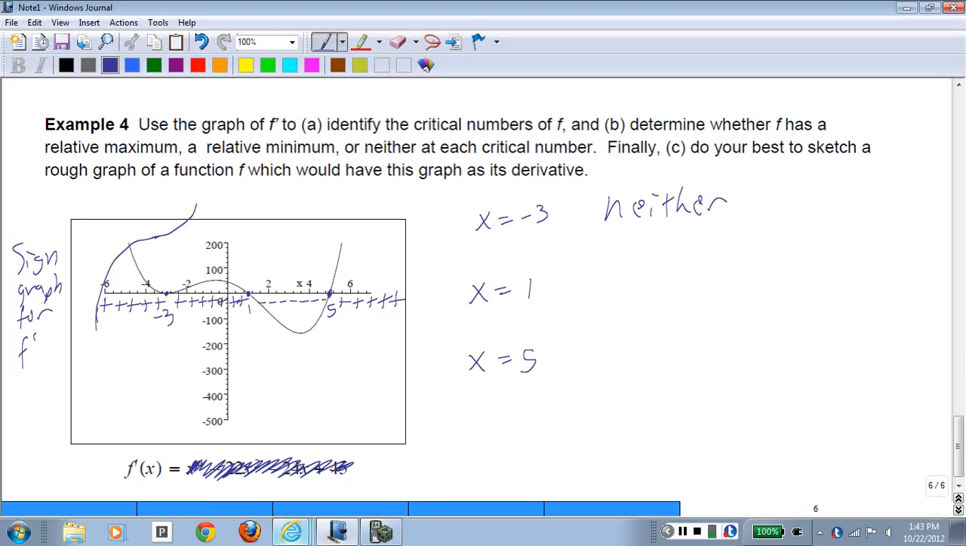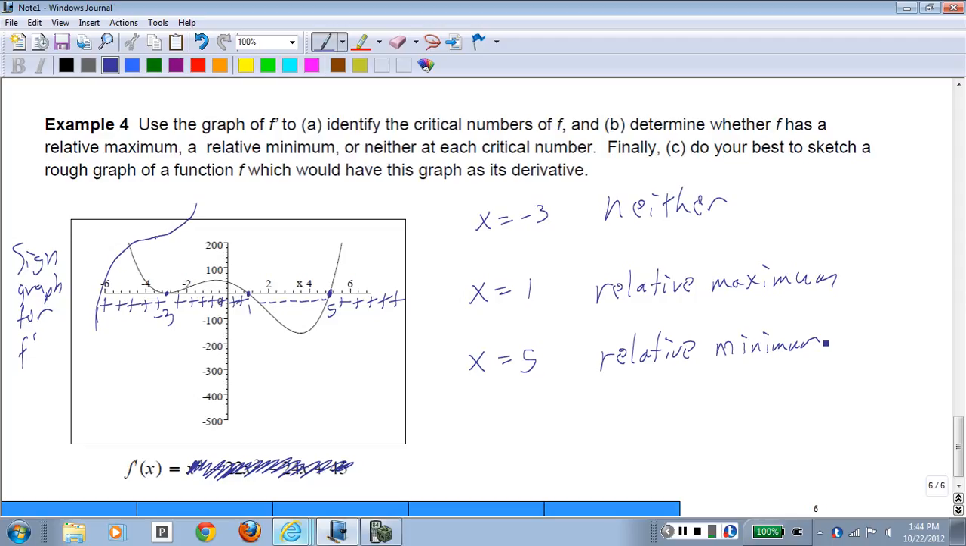At 1, what's going on? Positive to minimum, meaning it's going up and going back down. Yeah, plus to minus. So going up into it, down, out. So relative maximum. And at x equals 5, going into it, it's decreasing. Coming out of it, it's increasing. So relative minimum.